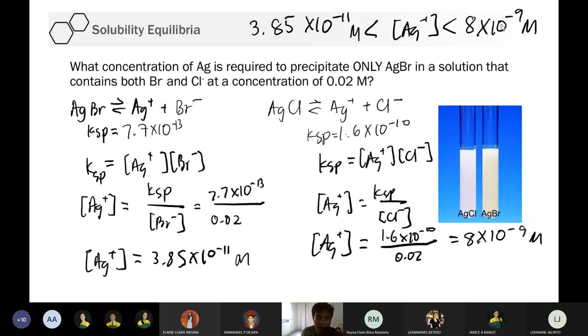Pag naabot natin to or lumagpas tayo dito, parehas silang mamumuo. No? So hindi mo na sila madidistinguish sino sa kanila yung kailangan kong ano. Sino dito yung AgBr, sino yung AgCl. Kasi parehas sila ng color. Okay. So hindi mo na sila madidistinguish from one another. Okay, this process is called fractional precipitation, and we use it to actually remove ions from our solution.